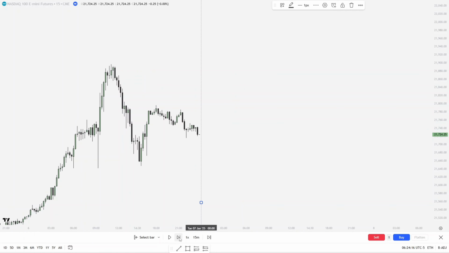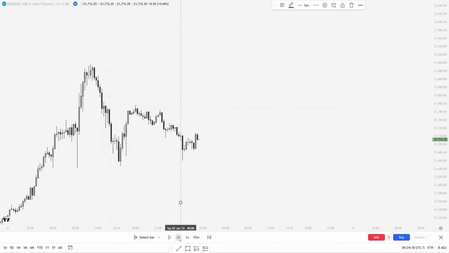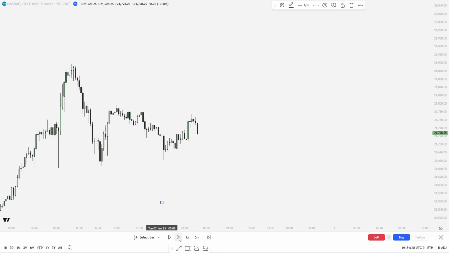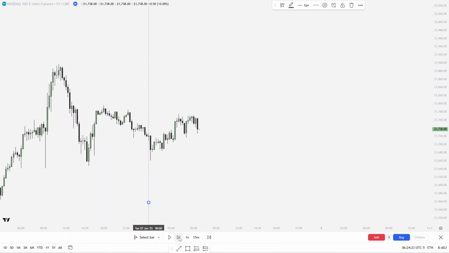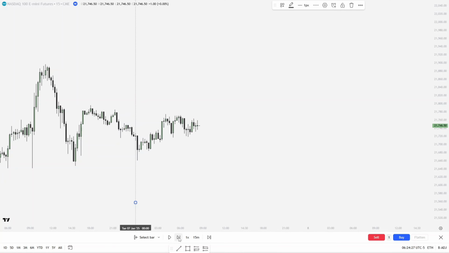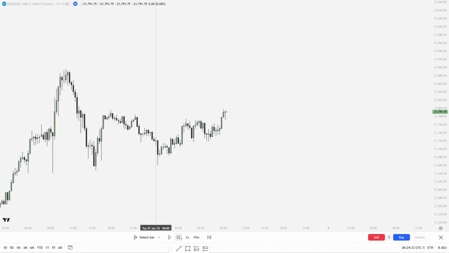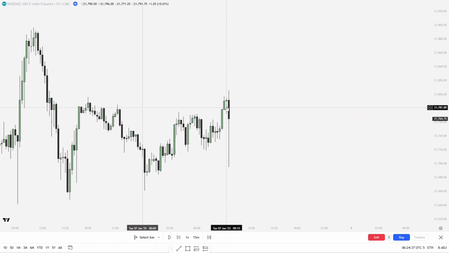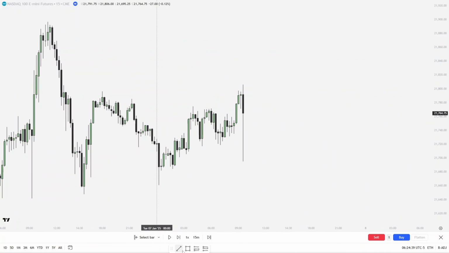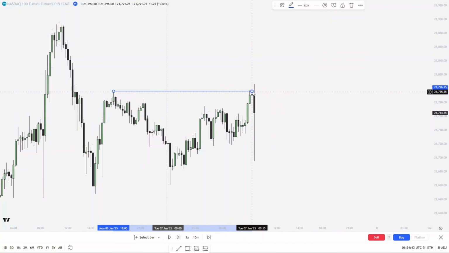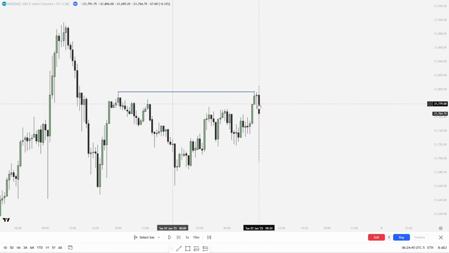So it'll be the... you can see as we approach the 9:30, you can see the price just manipulated this high, and then here's your entry model. The 9:30 is very important, right?